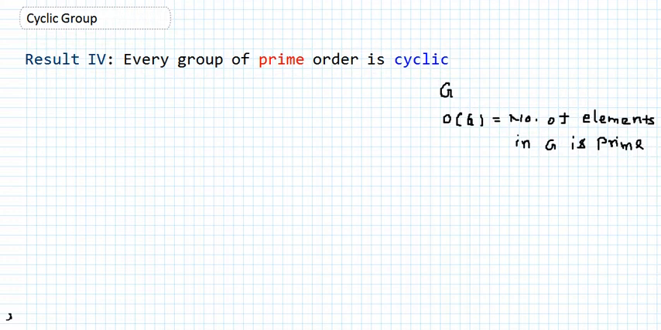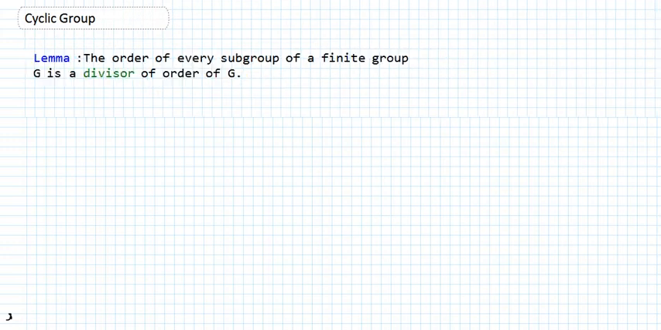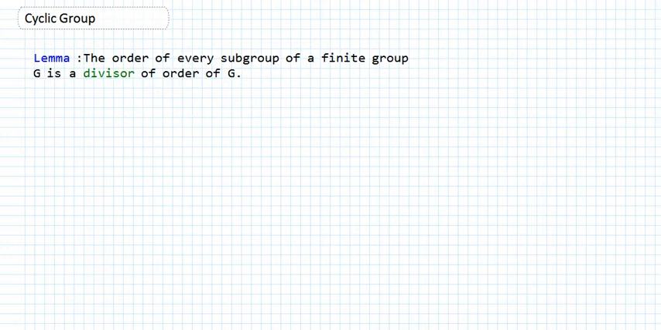To prove this result, we need another result by which we are going to prove it. So let's talk about that result first, then we'll come back to prove this result. It is a very important result in group theory, but we won't prove it here; we're going to use it to prove another result. A result used to prove another result is called a lemma.